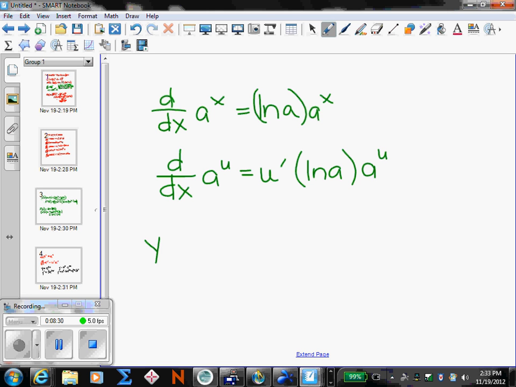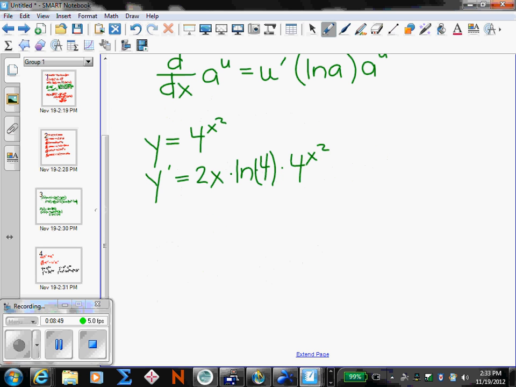So, for example, y equals 4 to the x squared. The derivative of that is 2x times the natural log of 4 times 4 to the x squared. Again, you might have to do the product rule or the quotient rule. If our function is y equals 3 to the 2x minus 1 all over the square root of x squared plus 2.